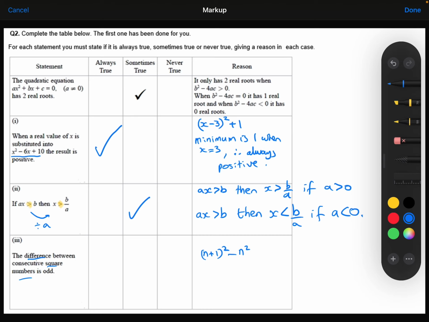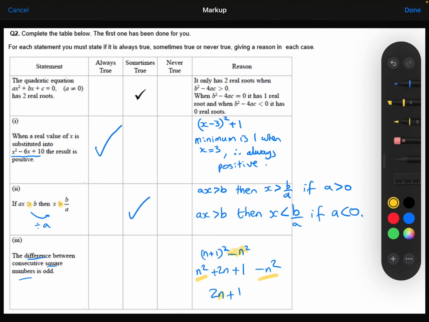Expanding these brackets, n squared, n times 1, so n, but 2 of them, so 2n, one squared. And not forgetting the minus n squared there. Collecting up the like terms, n squared minus n squared, they cancel out, so I get left with 2n plus 1.